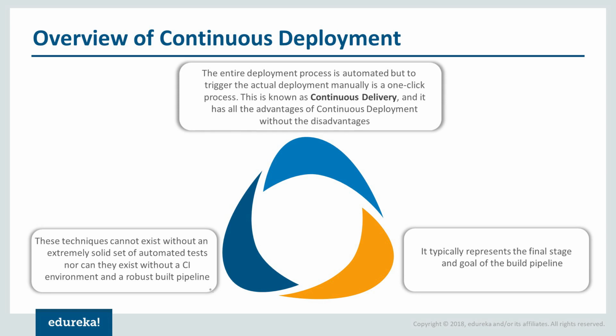Let's say you want to deploy only over the weekends, or only on the first Sunday of the month, something like that. In those situations only you will use continuous delivery. However, if you are fine with the idea of deploying your code base anytime onto prod machines, then you can just use continuous deployment. Now this technique cannot exist without an extremely solid set of automated tests, and nor can they exist without a CI environment and a robust build pipeline.